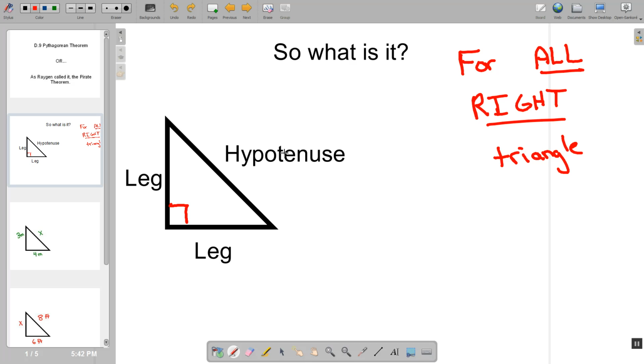So what the Pythagorean theorem says, if we have this side of the triangle is a leg, and this side of the triangle is the other leg, the third side is a term called, and let's say it together, hypotenuse.